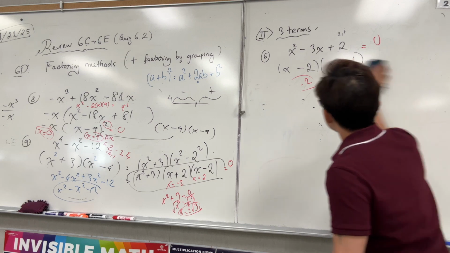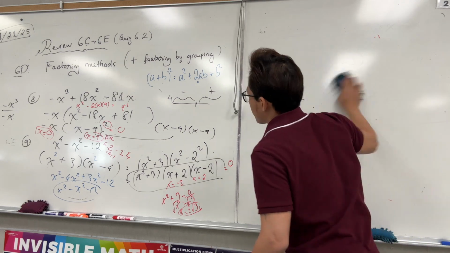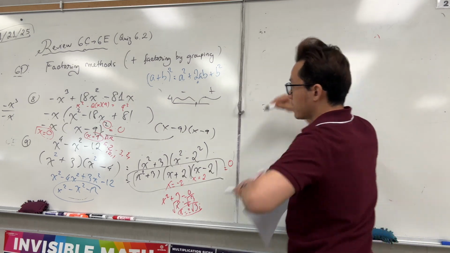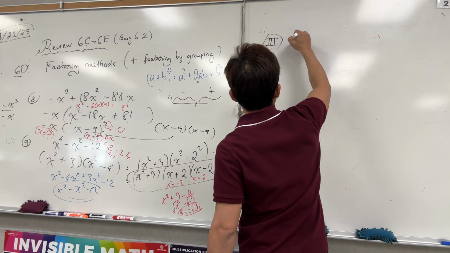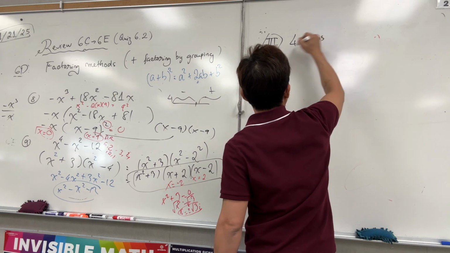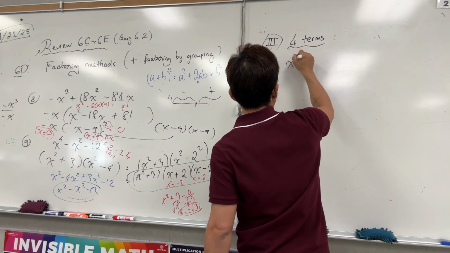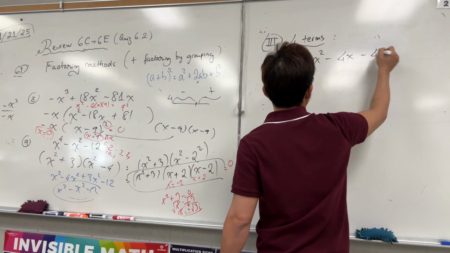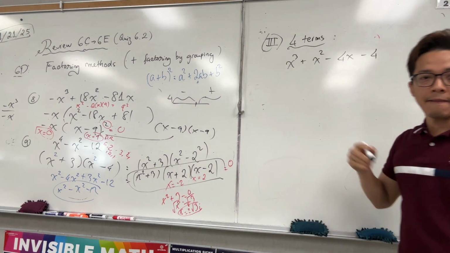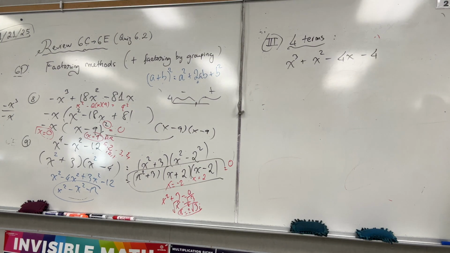Four terms. What method? Grouping. So number 3, right? Four terms. For example, x cubed plus x squared minus 4x minus 4. I wanted to make it up, okay? So grouping.